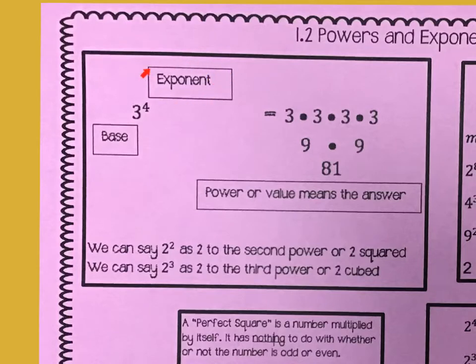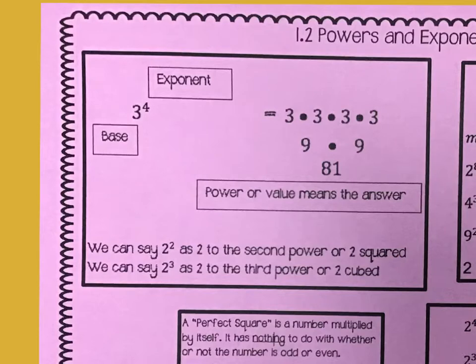And on your bell work, we just kind of started with that this is 3 to the 4th power, which essentially means that we have 3 multiplied 4 times. So we have 3 times 3 times 3 times 3. Now, when we do that, we can go 3 times 3 is 9, 3 times 3 is 9, and get 81, because 9 times 9 is 81. Power or value means the answer. We can say 2 to the 2nd power as 2 to the 2nd power or 2 squared.